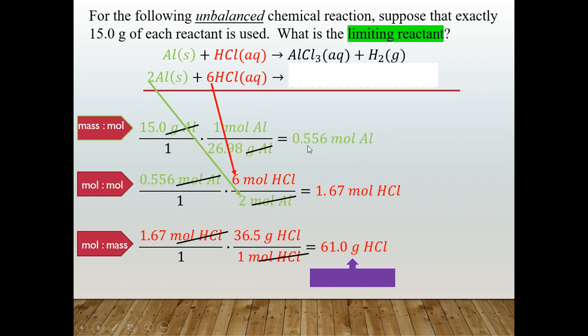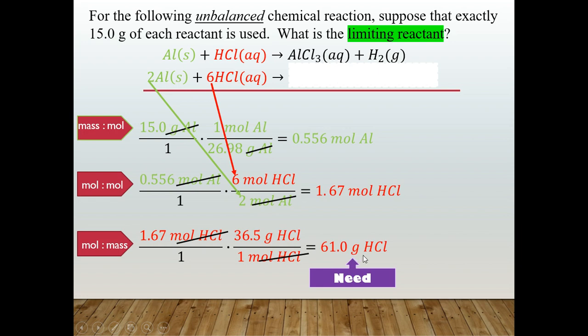But if you have 0.556 moles of aluminum, you need 1.67 moles of hydrochloric acid. But 1.67 moles of hydrochloric acid is equivalent to 61.0 grams of hydrochloric acid. So 61.0 grams of hydrochloric acid is what you need based on your starting point. But if you read the problem, it says you're given 15 grams of each reactant.